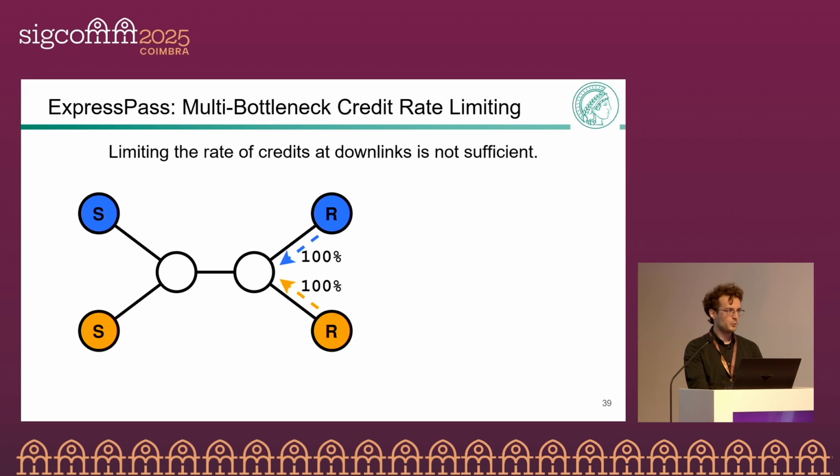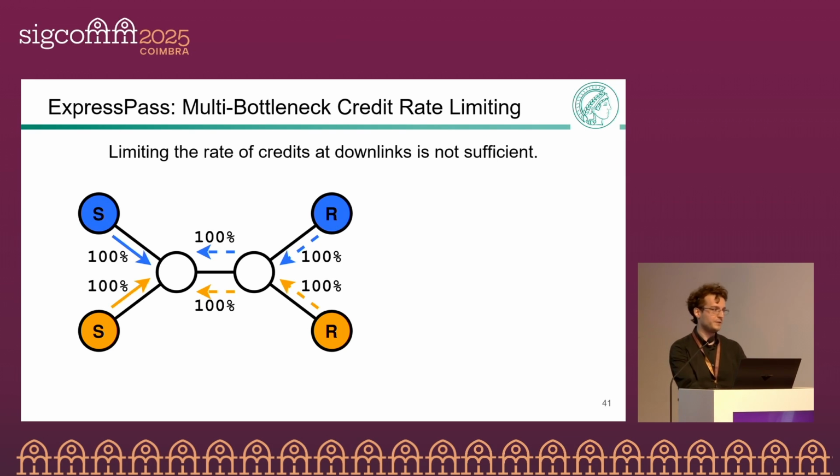In this example, we see two senders and two receivers for two separate credit flows, on a simple dumbbell topology. What's going to happen in the majority of credit-based transport is that this receiver, based on the local view of their bottleneck, will simply allocate the maximum amount of credits to the sender. This credit will simply pass through the bottleneck, and then the sender will send double the expected amount of data through the bottleneck link, which causes congestion.